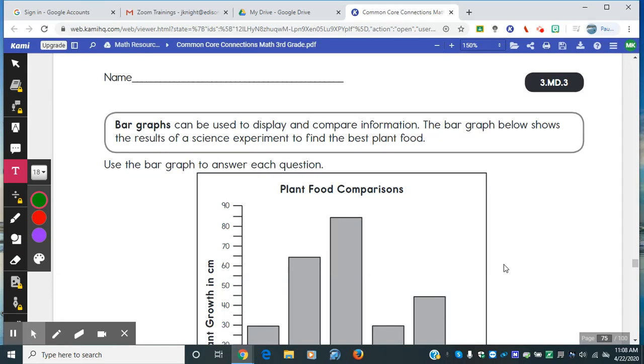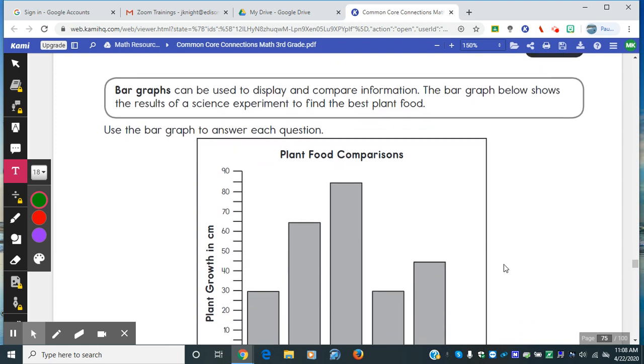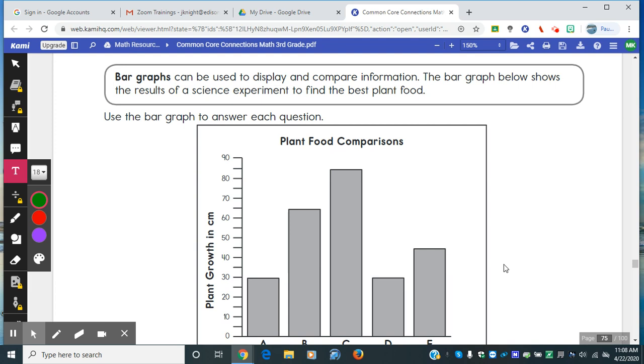Everybody. I am on Learning Packet 2, Day 8, or Week 2, Day 3, however you want to look at that. And it's all about bar graphs, the first math page, all about bar graphs. And it's just to remind you that bar graphs can be used to display and compare information. The bar graph below shows the results of a science experiment to find the best plant foods.